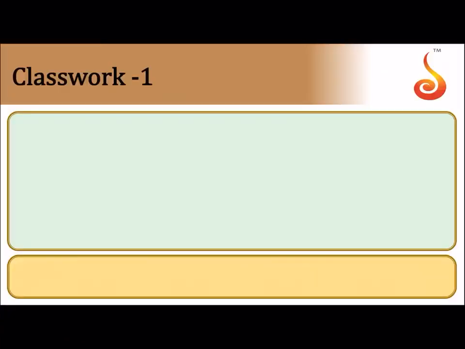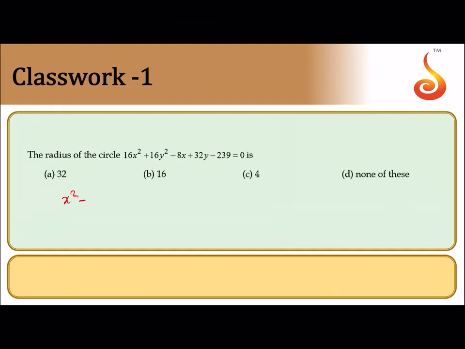So let us start the problems on circles. Example number 1, the radius of a circle. First of all, we reduce it to the form x square plus y square minus 1 by 2x plus 2y minus 239 by 16 equal to 0. Then we apply the formula under root of g square plus f square minus c, which is the radius.